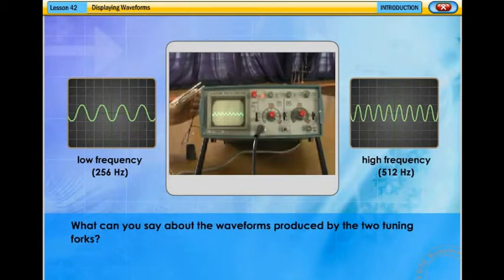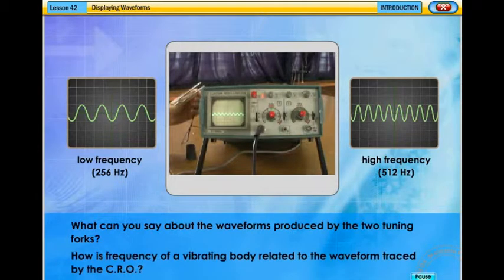What can you say about the waveforms produced by the two tuning forks? How is frequency of a vibrating body related to the waveform traced by the CRO?